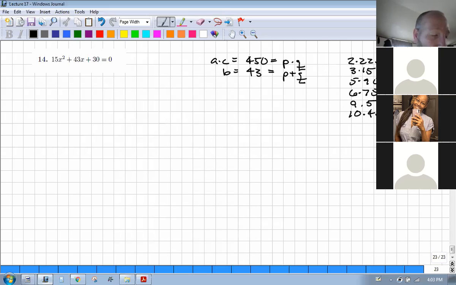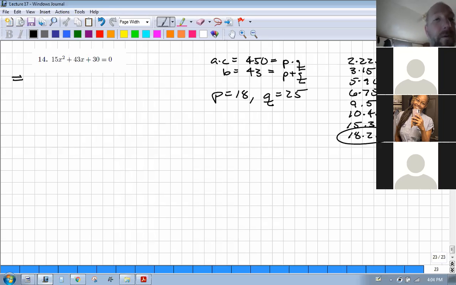No, it's not divisible by 11. Let's try 12. No. 13. 14. 15. 15 times 30. Those add to be 45, not 43. We divide by 16, 17, 18. 18 times 25. I think that's it. Those add to be 43. So let's let P be 18 and Q be 25.